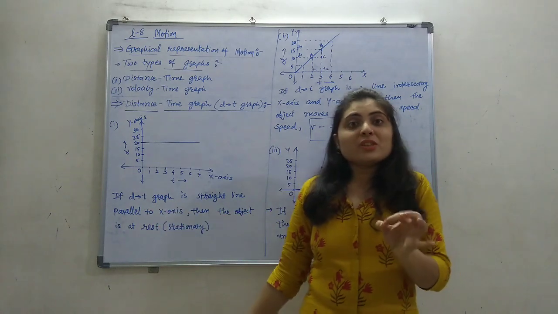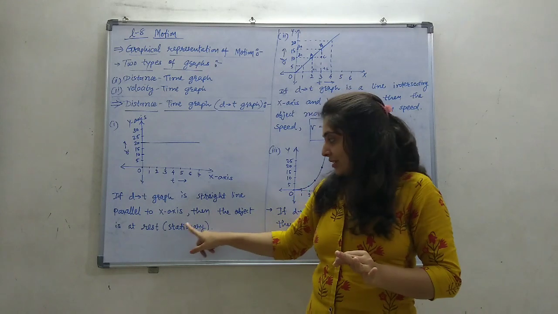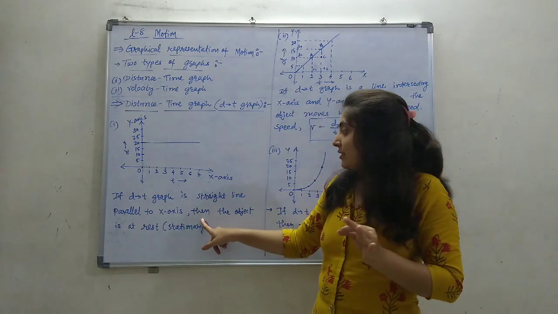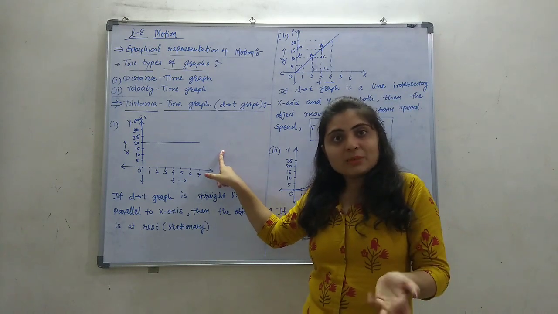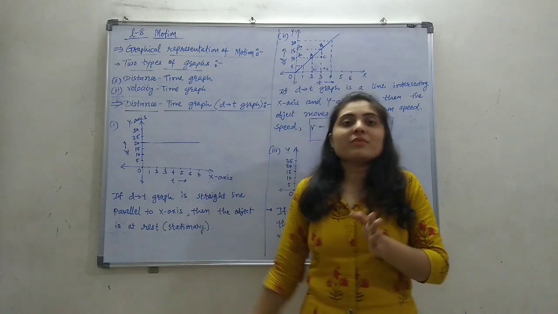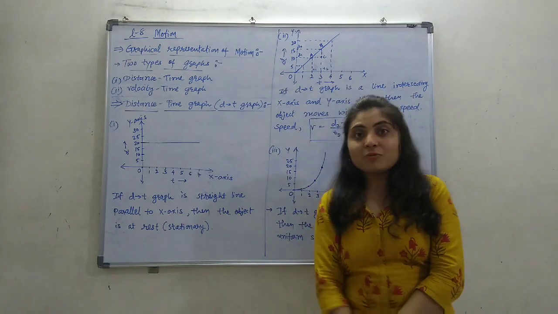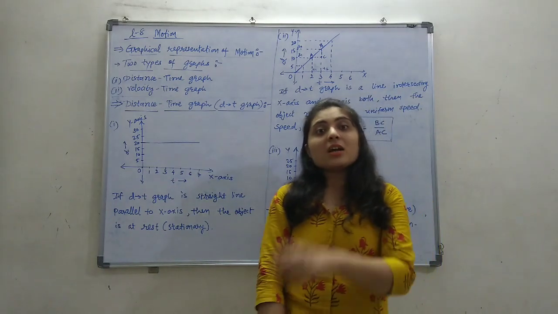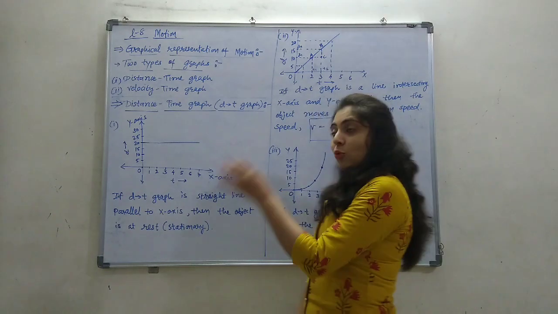So if the shape of the graph is like this, if the graph is a straight line parallel to the x-axis, then what can we say? That distance is not changing. If the distance is not changing with time, then the object is at rest, or we can say it is stationary. So simply by looking at the shape of the graph, we can say that the object is at rest.